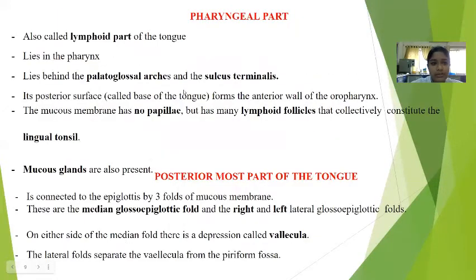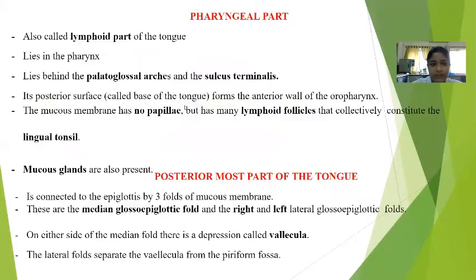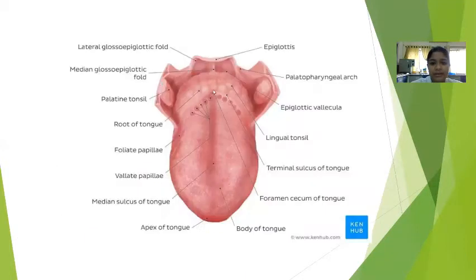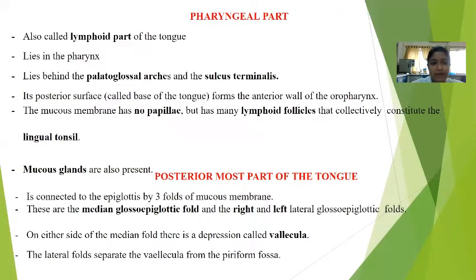So coming to the pharyngeal part, it is also called the lymphoid part. This is the lymphoid part of the tongue. It lies behind the palatoglossal arches and the sulcus terminalis. So this is the sulcus terminalis. It lies behind the sulcus terminalis, in relation to the pharynx. Its posterior surface forms the anterior wall of the oropharynx.